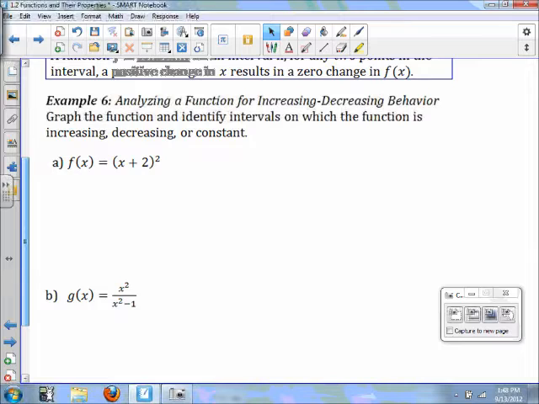It should be fairly simple to figure out where these things are changing. So example 6, it says graph the function and identify intervals in which the function is increasing, decreasing, or constant. Well, let's graph it.